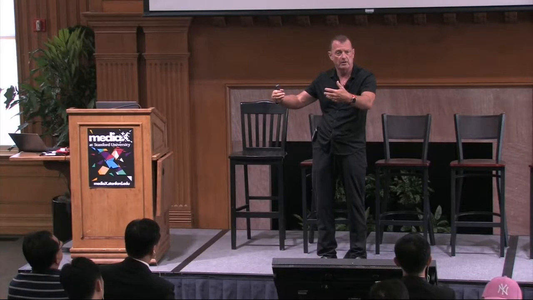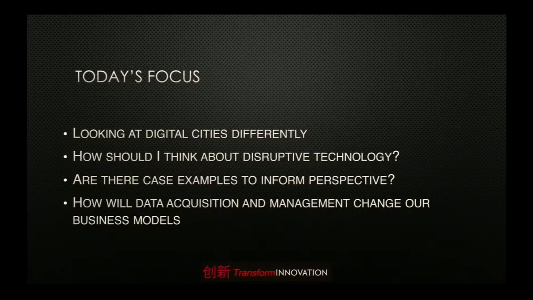So when we say digital cities, what we really mean by that is the goods and services and the markets that we can see and visualize within each of the city, not just the infrastructure and the government and planning function. The second question we're going to talk about is how should I think about disruptive technology? If I were trying to develop a framework for how disruptive technology is going to change my world, how do I really understand what that means?